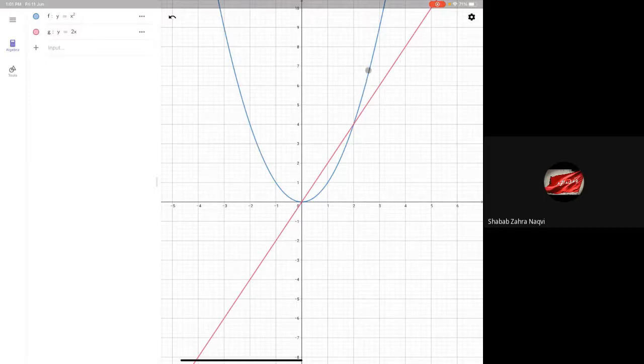That means we can make some sense that the slope of this blue graph is equal to the value of the red graph. Are you getting my point? Slope of this blue graph is equal to value of red graph. Because the derivative of x square is 2x. That means the slope of the function x square will be equal to what? 2x.